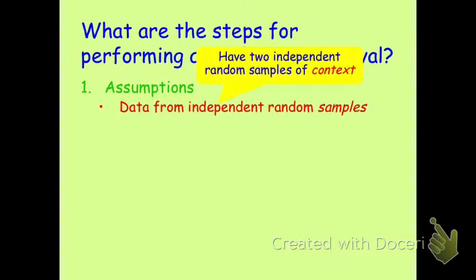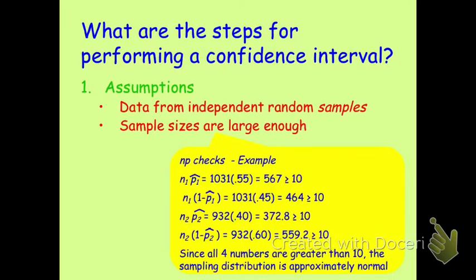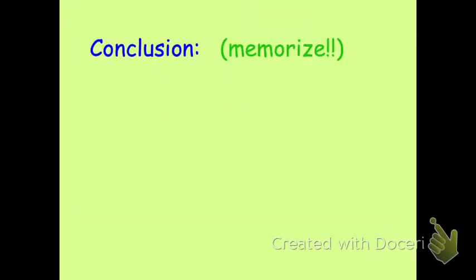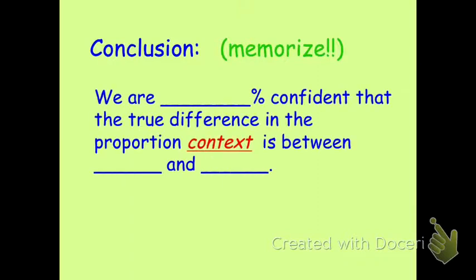Steps for interval: assumptions, calculations, conclusion. So same 3 steps. We're going to do a write-up together. How do these conditions? That's for a hypothesis test. But that was a good question, because you don't have conditions for a confidence interval. No conditions.